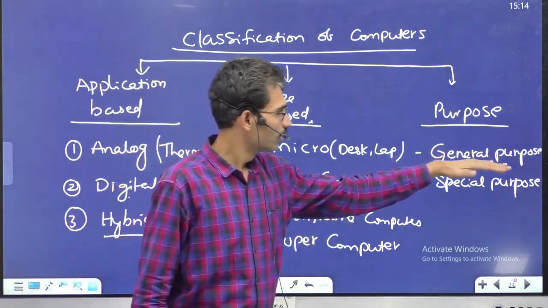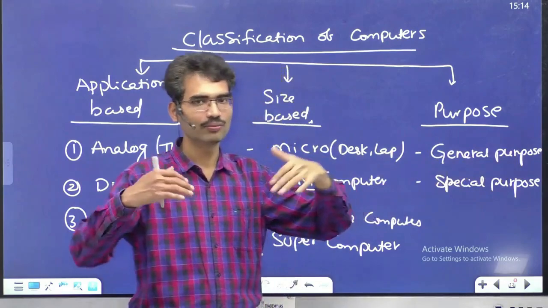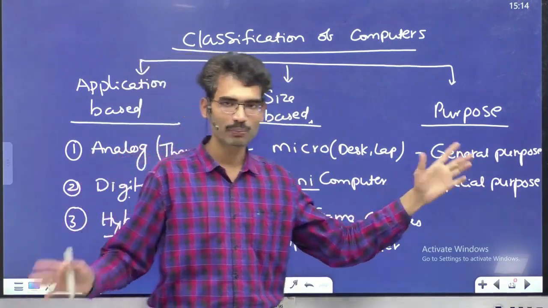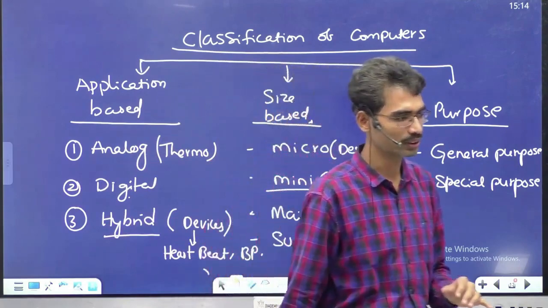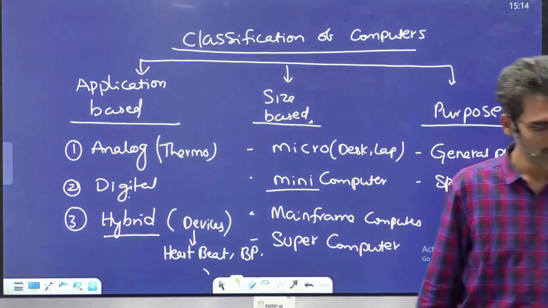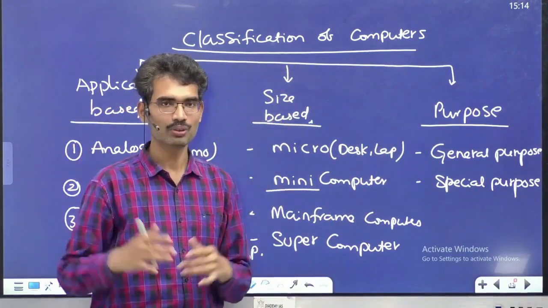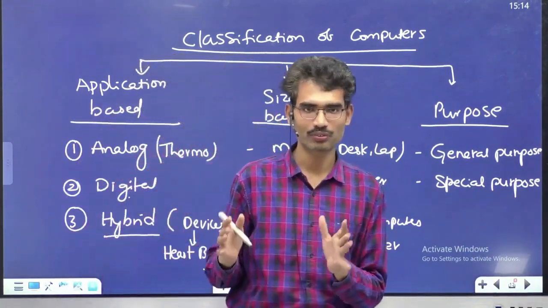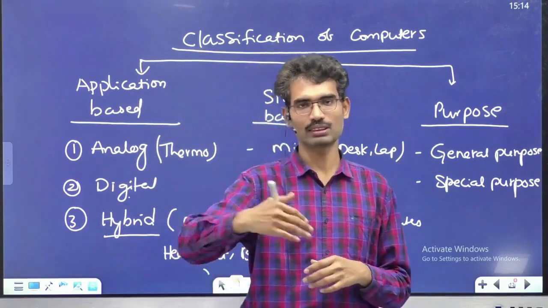If you take purpose as the classification, there are general purpose computers for normal operations, and special purpose computers designed for a specific purpose. So this is how we need to have some idea about the definition of computers and the evolution of computers. In the next class, we will see some more in depth.